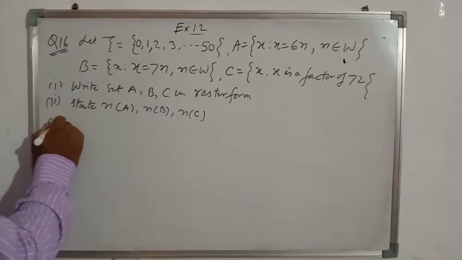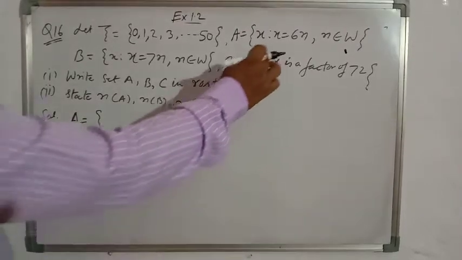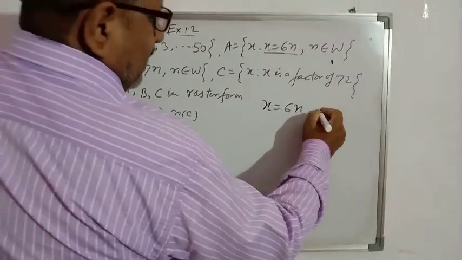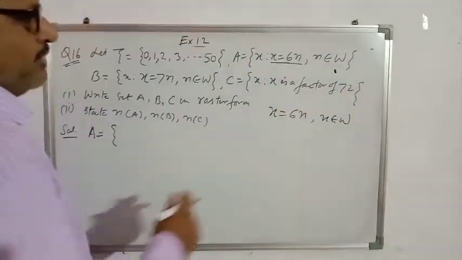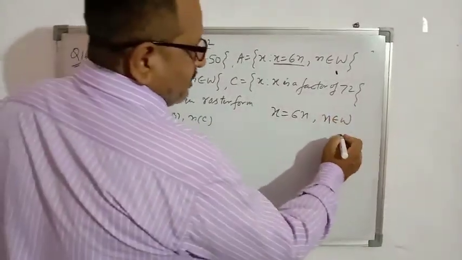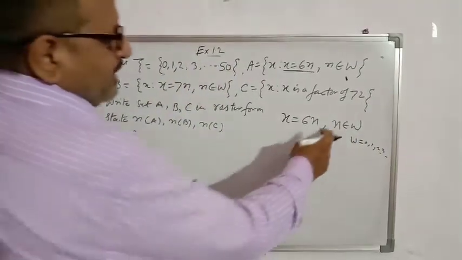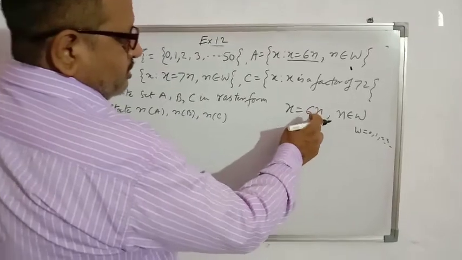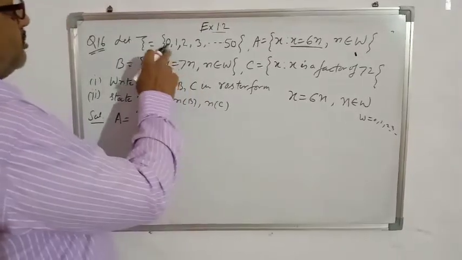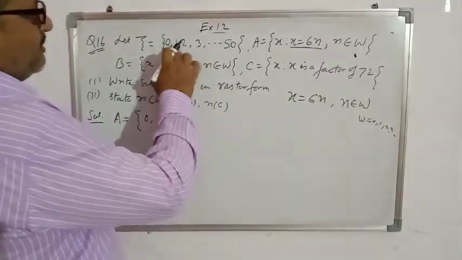First part, write sets A, B, C in the roster form. So see the solution. How will we write set A in the roster form? Set A is x is equal to 6n, and n is a whole number, and whole numbers start from 0, 1, 2, 3, like this. So put n is equal to 0 here, 6 into 0. So what will be x? 0. So the first element is 0. 0 is also in the universal set. We have to take all the multiples of 6 from the universal set.